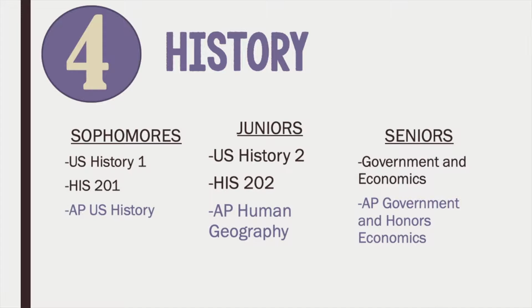For juniors, you have 3 options. You have U.S. History 2, History 202, and AP Human Geography. If you took either U.S. History 1 or History 201, please make sure that you choose either U.S. History 2 or History 202 as your option.